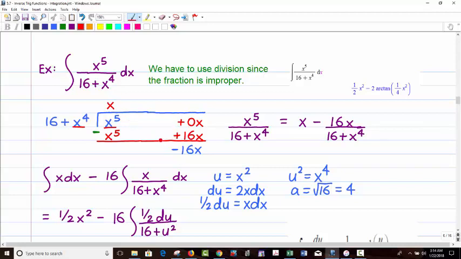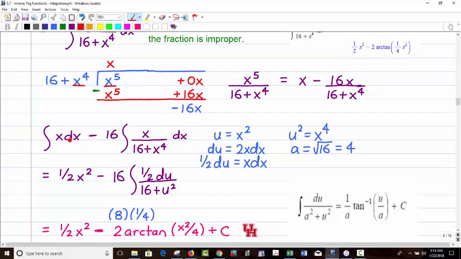But it is subtraction, though, once again. It is subtraction, so it'll be negative 16x. So that means this fraction, x to the fifth over 16x to the fourth, is the same thing as saying x minus 16x over 16 plus x to the fourth.